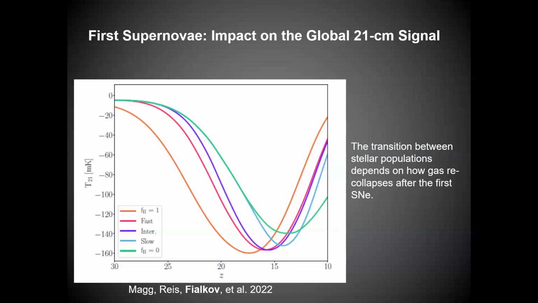So this is just an example of how the speed of this recollapse would affect the global 21 centimeter signal. Just the takeaway message: there are different curves at different colors. So in principle, we can learn this information from the signal. They're not all aligned one on top of the other.